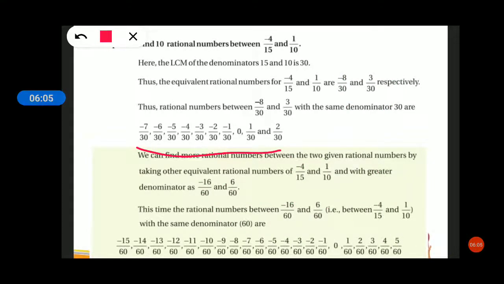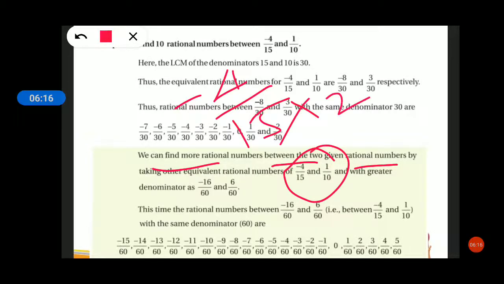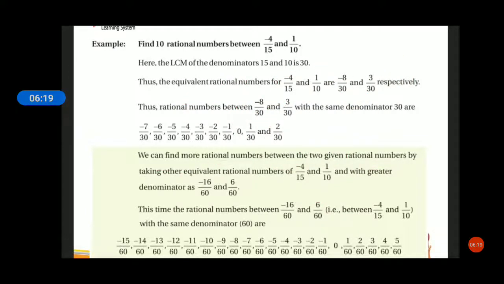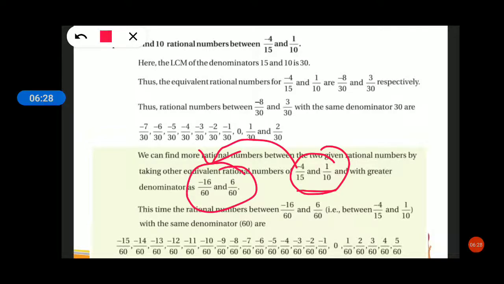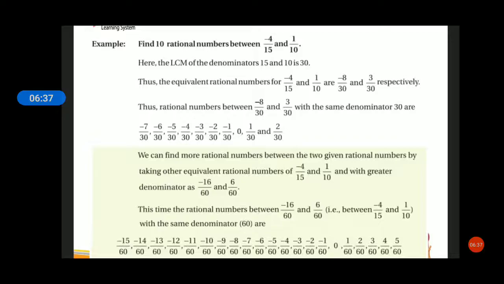Okay, students. Now for rational numbers, we can extend also. We can find more rational numbers between two given rational numbers. How? If you multiply the numerator and denominator by a bigger number, the numbers get bigger. See here I have -4/15 and 1/10. To make it bigger, I multiply with some number and get a greater denominator. Now you can have more rational numbers between them. In this way also you can find. You can multiply or divide. This is another way, but just see the question and then perform. Always you cannot use this method.